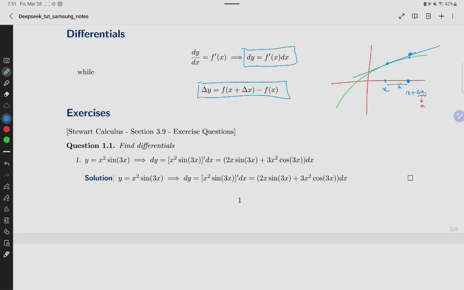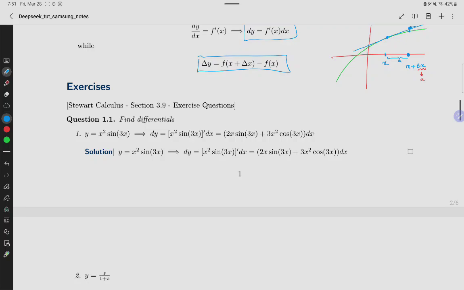Okay, now some exercise questions. For example, if we have y is equal to x square sine 3x and we need to find the differential. Differential is pretty easy because in this case we are not being asked to find it at a particular point, it's general. So we'll just differentiate this expression, and this side we will get dy, and this side we will get the derivative, and then because we are differentiating with respect to x, we'll multiply with dx, okay?